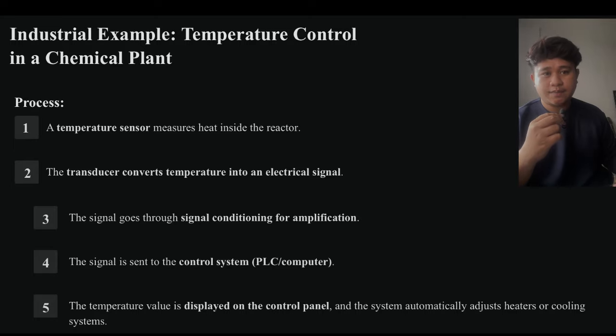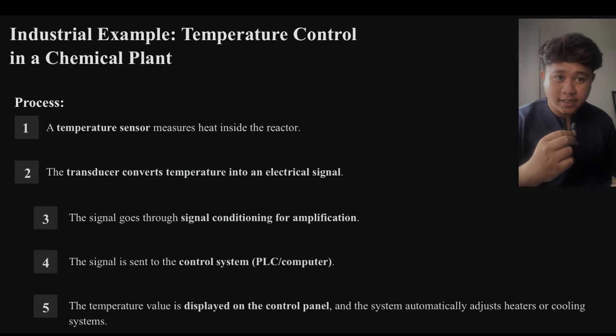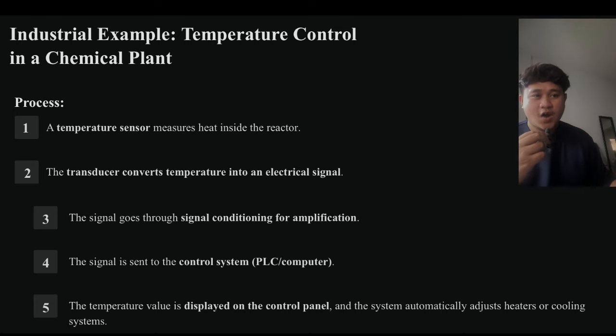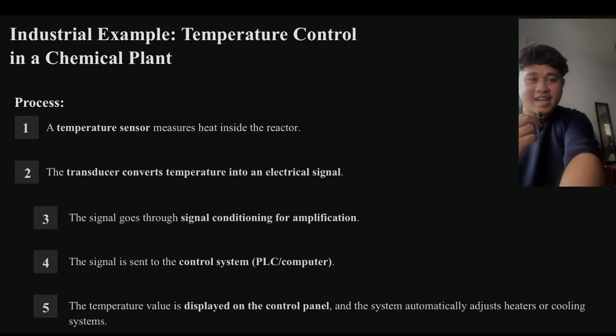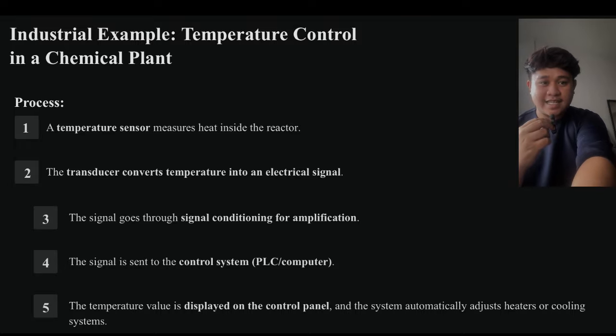A temperature sensor measures heat inside a chemical reactor. The transducer converts this temperature into an electrical signal. The signal is amplified and processed in the signal conditioning unit, and then it is sent to a control system such as a PLC or a computer. And the last one, the temperature reading is displayed on the control panel, and the system automatically adjusts heaters or cooling system.